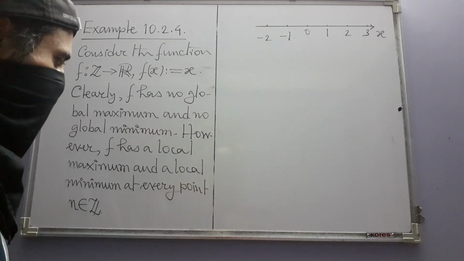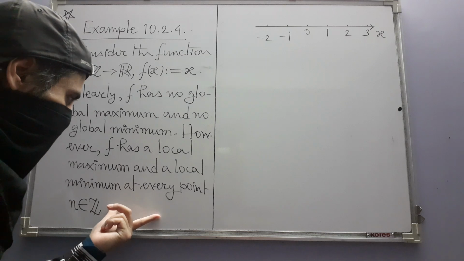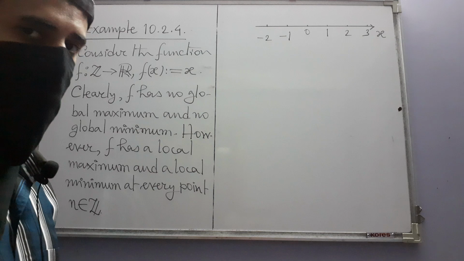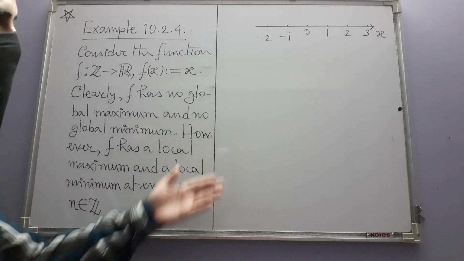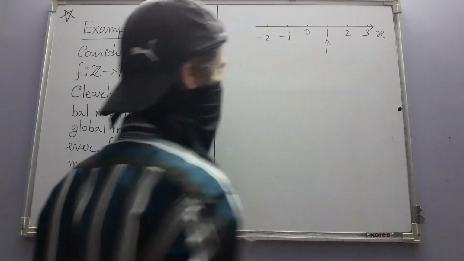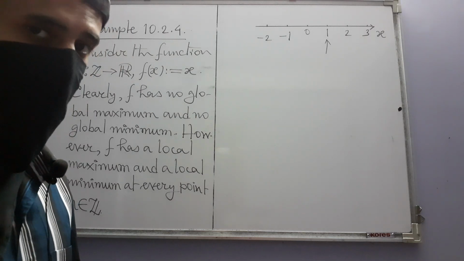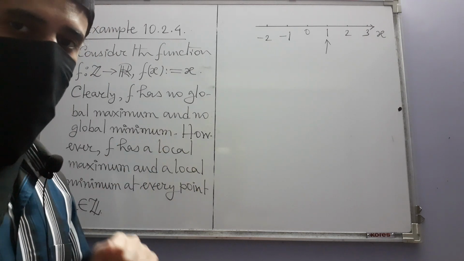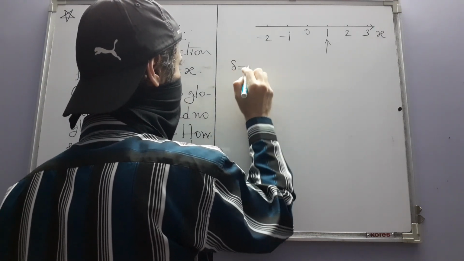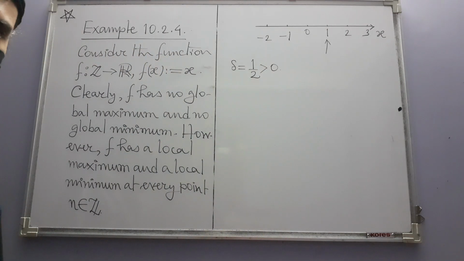So what we are saying is that the function has a local maximum as well as a local minimum at every integer. Let us just arbitrarily choose any integer, say 1. How do I prove that the function has a local maximum at 1, for example? That means I have to choose a delta. Now, as delta, say I choose 1 over 2. That I can choose because it's a positive real number.